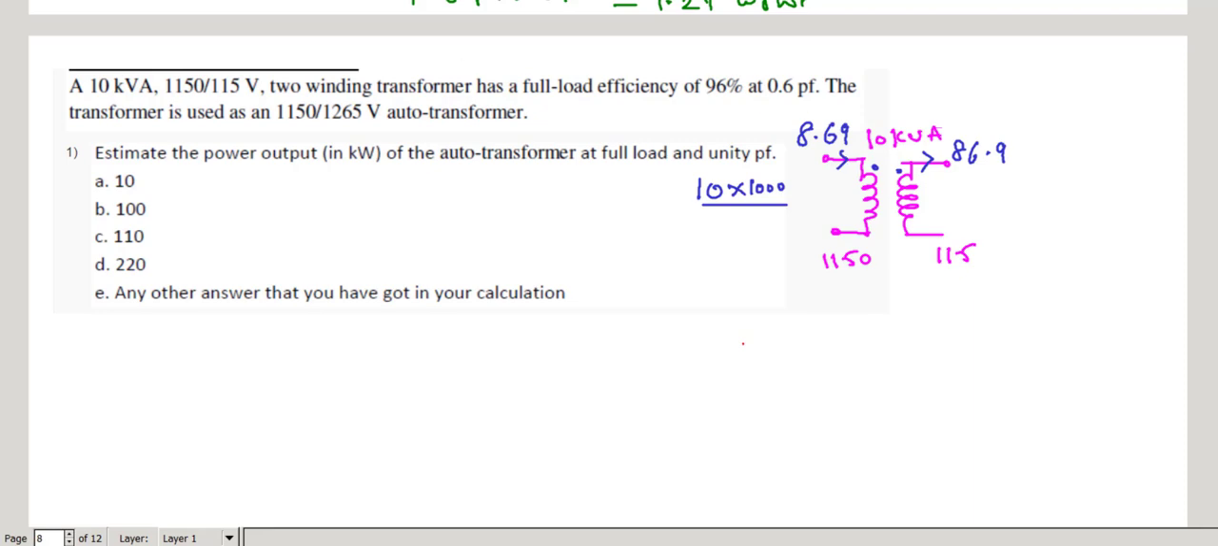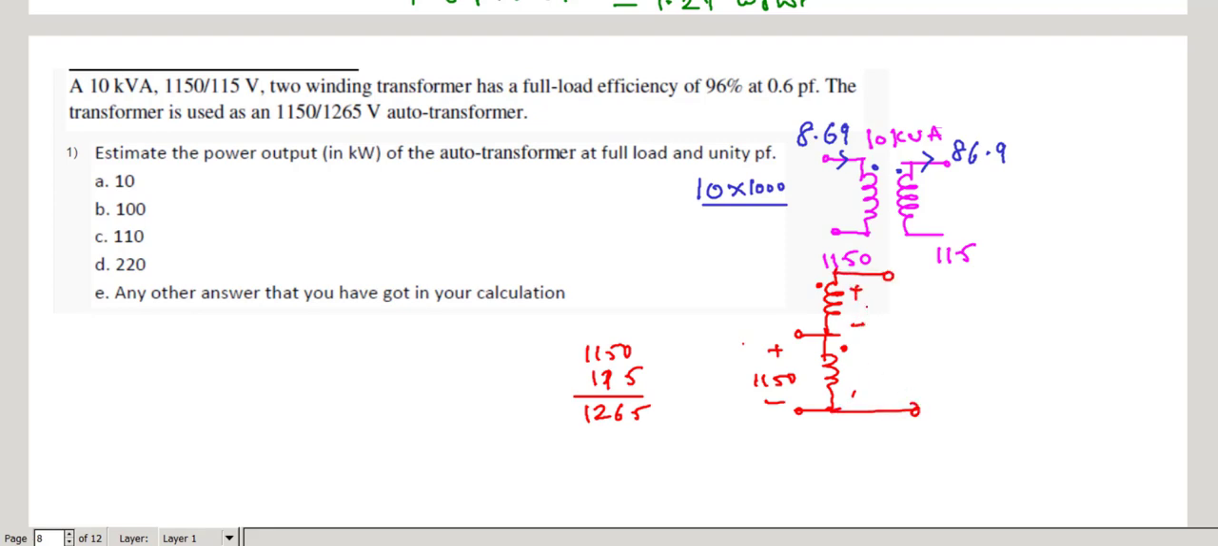1150 by, so 1150. I want to get 1265, that is 1150 plus 115, 1265. So I connect like this, plus or minus how much? 115. So finally I will get 1265. He asked to estimate the power output of the auto transformer at full load unity power factor.